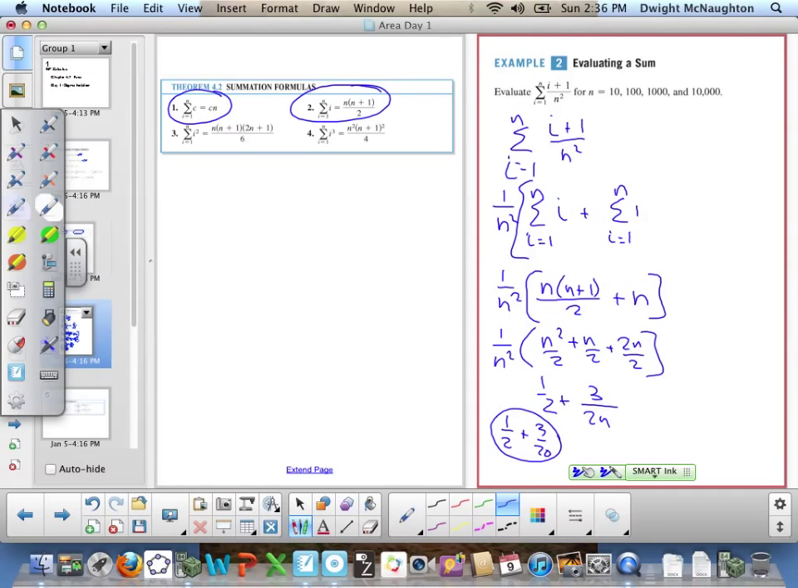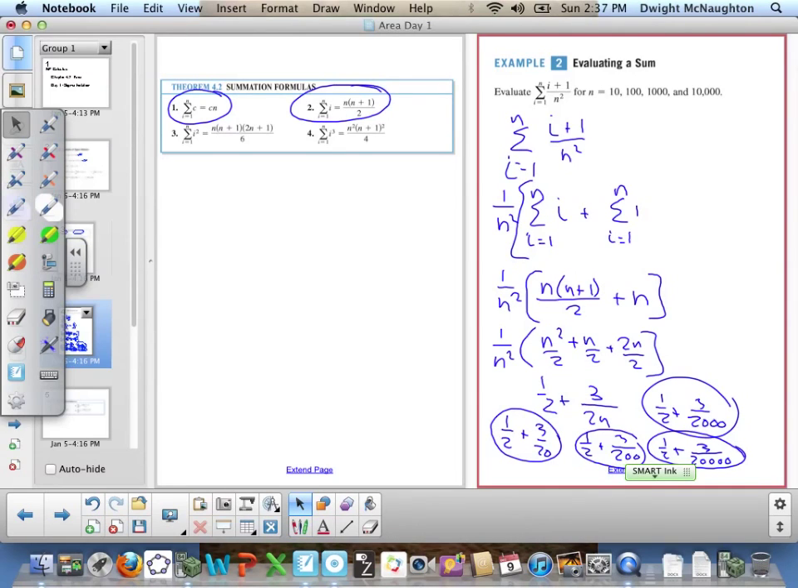If we plug in n equals 100, we get 1/2 plus 3 over 200. And if we plug in n equals 1,000, we get 1/2 plus 3 over 2,000. And finally, we get 1/2 plus 3 over 20,000. And you can see each of those, the 1/2 is constant, but the fraction 3 over 2n gets closer and closer to 0 for larger values of n.